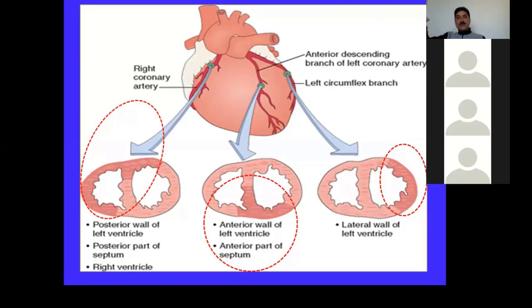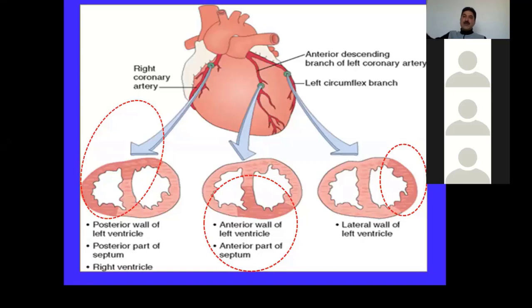Anterior 2/3 is supplied by the left coronary artery through its left anterior descending branch, and posterior 1/3 by the posterior interventricular artery, which is branched from the right coronary artery. It supplies the posterior 1/3 of the septum. So the septum is supplied by both coronary arteries, anterior 2/3 by the LAD and posterior 1/3 by the posterior descending coronary artery or posterior interventricular artery. Is it clear to you?